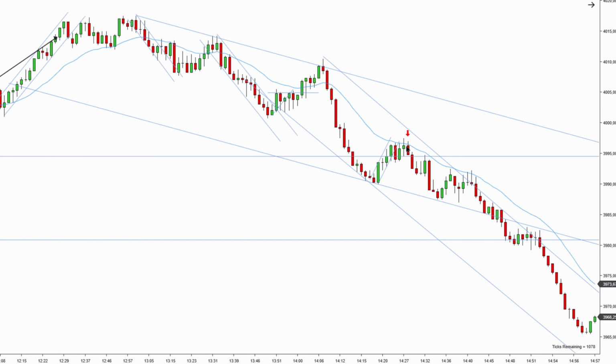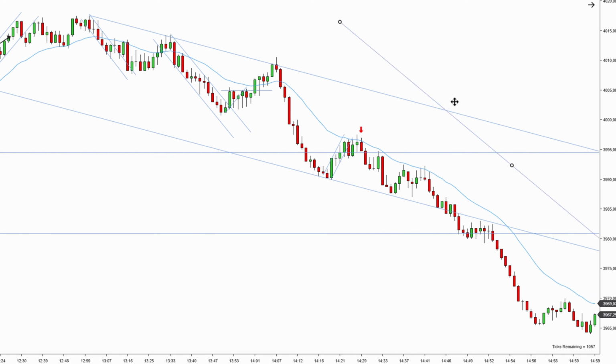Right here, you can enter using this inside bar. A little bit aggressive because you're entering on an inside bar. But notice so many rejections of EMA. You're most likely going to reach the low of the day. I wouldn't have this channel at this time.